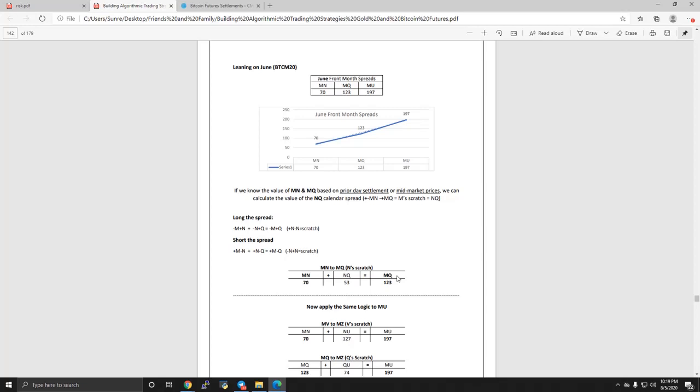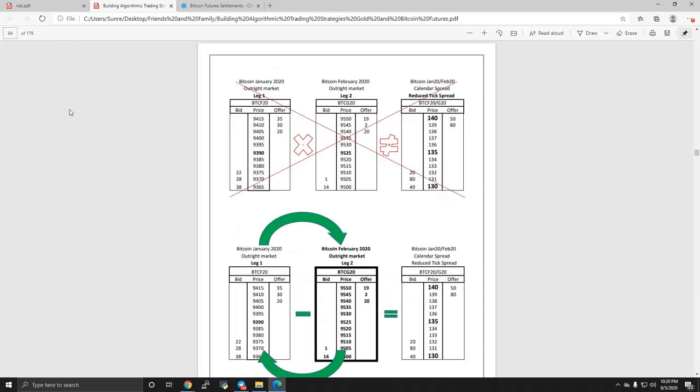And we have to remember here that Bitcoin is priced inversely. If we take a look back in the book to page 64, we remember that Bitcoin futures markets are priced unconventionally, where leg 2 minus leg 1 equals the spread. So what you do to leg 2, you do to the spread. If you are buying the spread, you are buying leg 2, selling leg 1. If you are selling the spread, you are selling leg 2, buying leg 1.